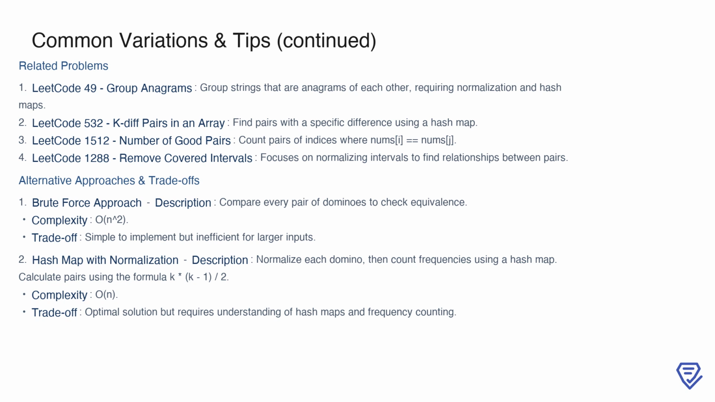As for alternative approaches, a brute force solution involves comparing every pair of dominoes. While simple to implement, it has a time complexity of O(n squared), making it inefficient for larger inputs. On the other hand, the optimal solution uses a hash map with normalization. By counting frequencies and applying the formula k * (k - 1) / 2, you achieve an O(n) solution. This method is efficient but requires a solid understanding of hash maps and frequency counting.